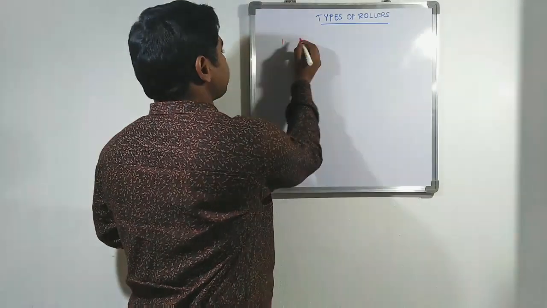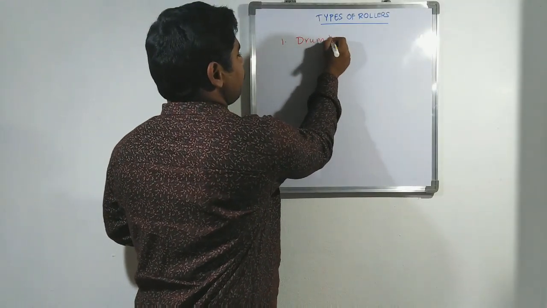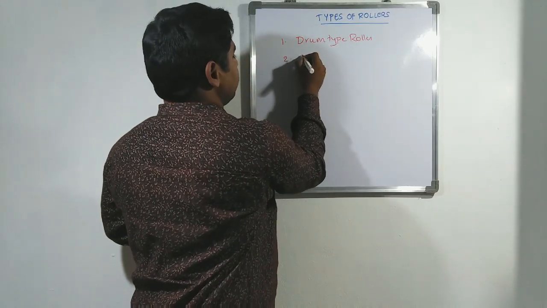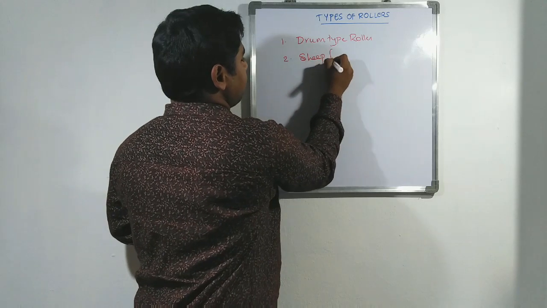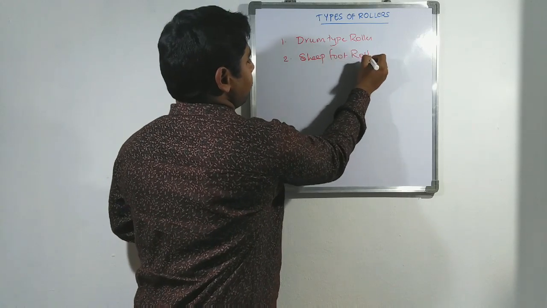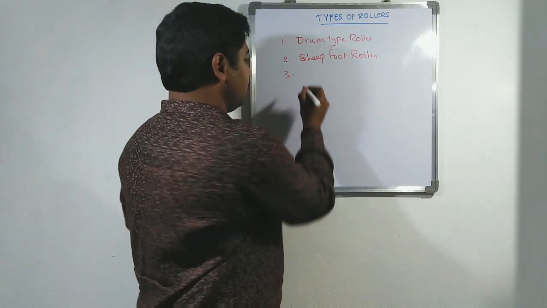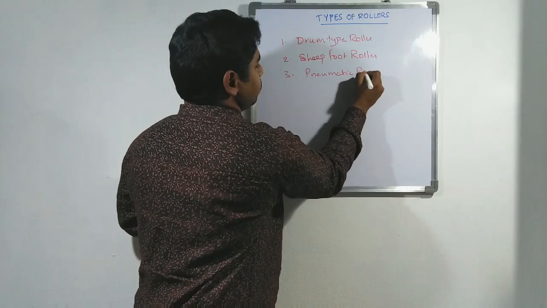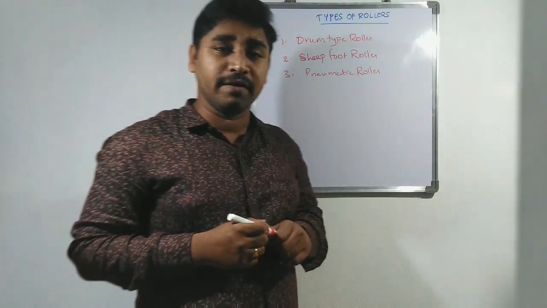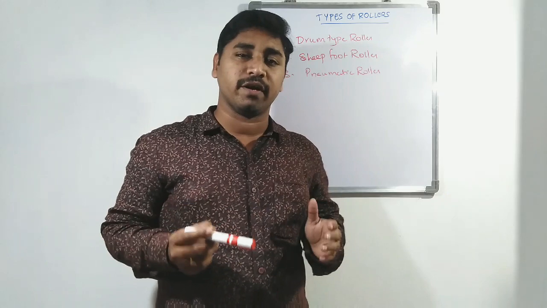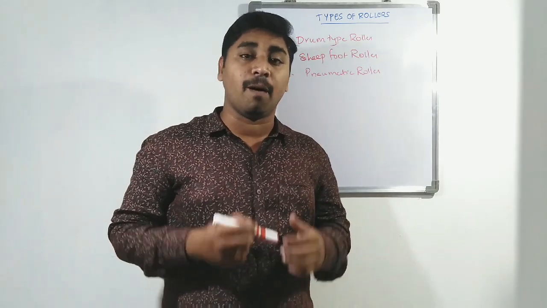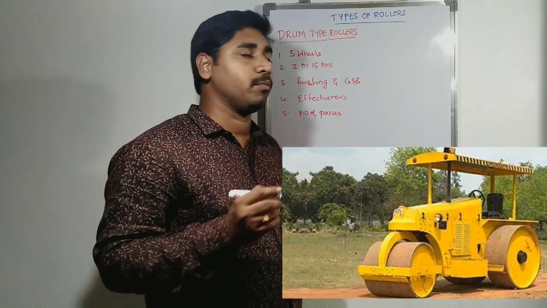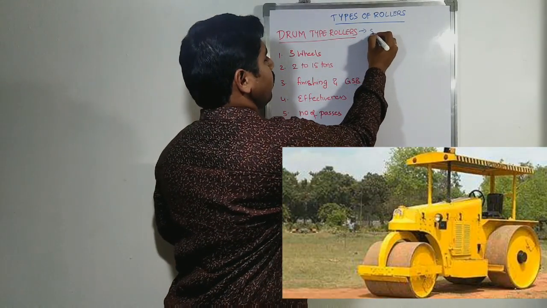One is the drum type roller, the second one is the sheep foot roller, and the third one is the pneumatic tired roller. These are the three types of rollers which are more frequently used in the field when we are doing compaction operation. Coming to drum type rollers, these are more frequently known as smooth wheel rollers.